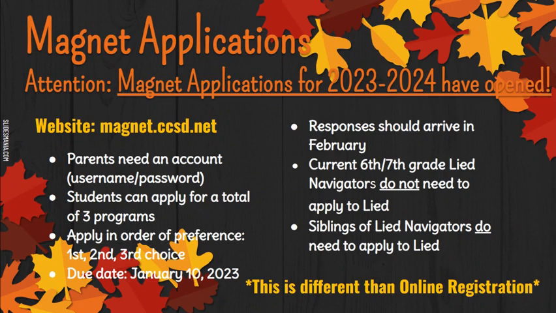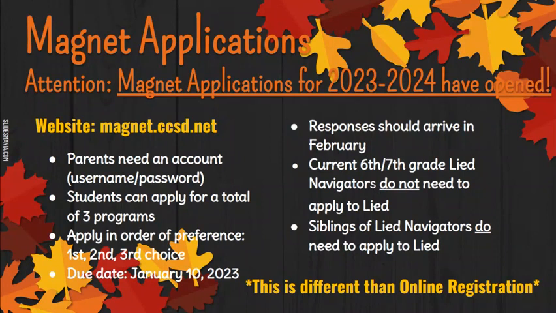You are asked to apply in order of preference. So your child needs to make a first choice, a second choice, and a third choice. The due date has not changed. The due date for magnet applications is still January 10th, 2023. You should start hearing from the magnet department via email regarding magnet acceptance or not in February.